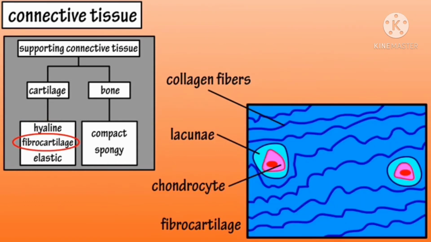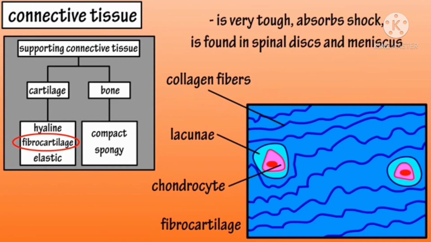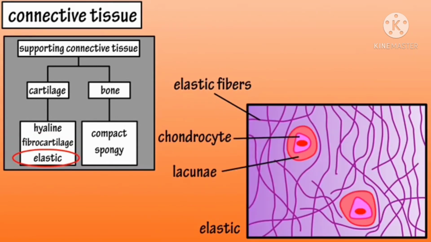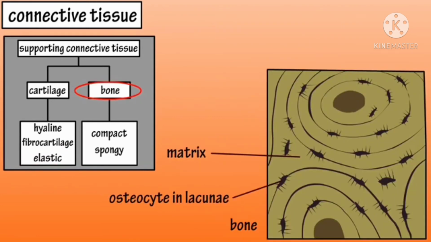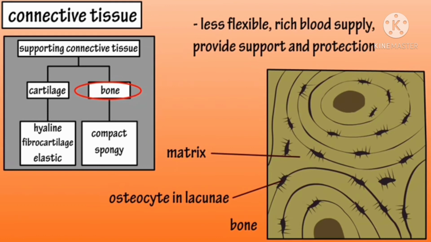Next is fibrocartilage. This cartilage is very tough and absorbs shock. It is found in the spinal discs and meniscus. Next is elastic cartilage. Elastic cartilage is very flexible. It is found in the ear and the epiglottis also. And next we are going to discuss bone.